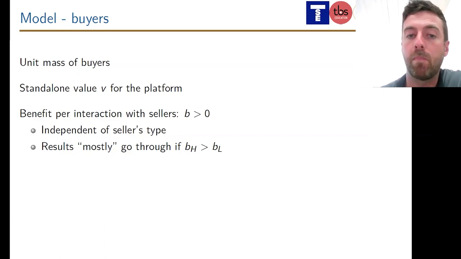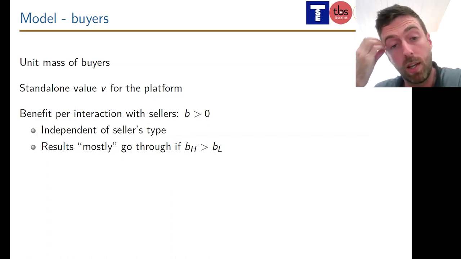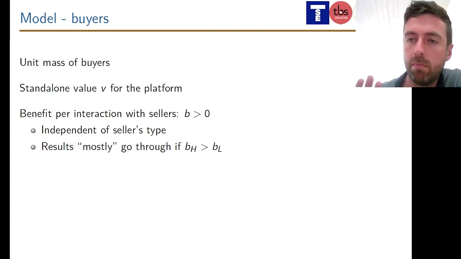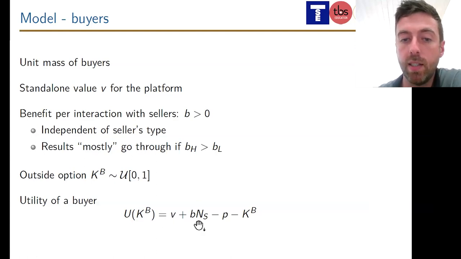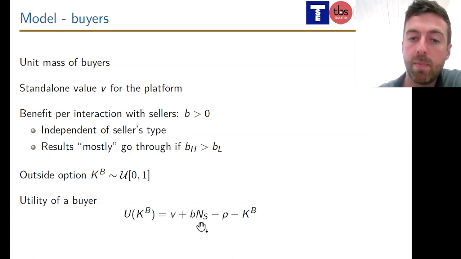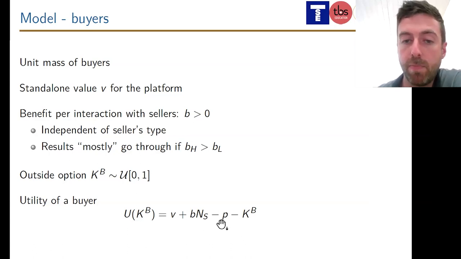Later on, we relax this assumption and look at the more plausible case in which buyers prefer to interact with high-type sellers than with low-type sellers, which is a natural thing to look at. But for clarity, it's better to start with the case where buyers are indifferent about the type of the sellers. The buyers also have an outside option, which is also uniformly distributed on 0, 1. So the utility of a buyer is the standalone utility plus the network benefit times the number of sellers, minus the price paid to the platform, minus the participation cost.